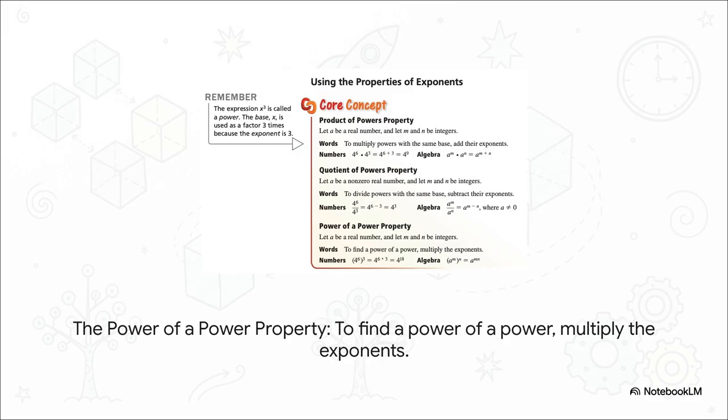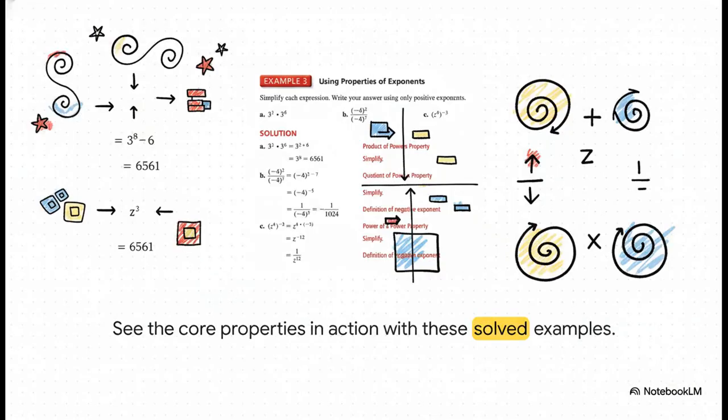When you see a power inside parentheses being raised to another power on the outside, you just multiply them. So 4 to the 6th to the 3rd becomes 4 to the power of 6 times 3, or 4 to the 18th. All right, let's see these three properties do their thing in a couple of quick examples.